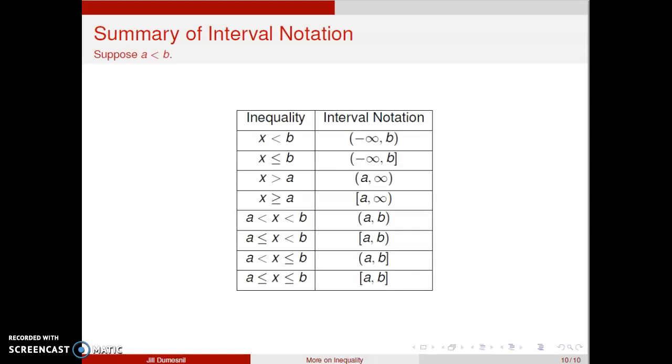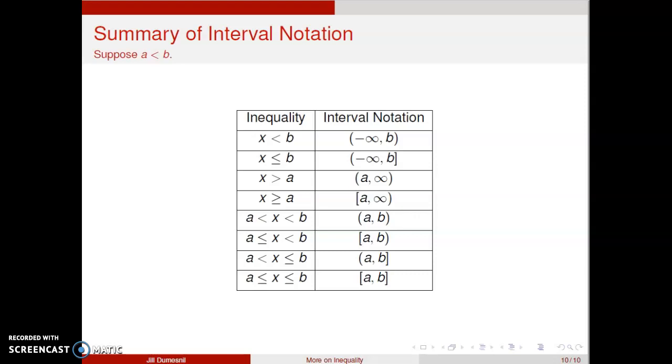This table gives the options for inequalities and the corresponding interval notation. The first 4 lines indicate unbounded intervals. These intervals continue indefinitely in one direction or the other. Coincidentally, the interval parenthesis negative infinity, comma, infinity, parenthesis, indicates the set of all real numbers in interval notation.